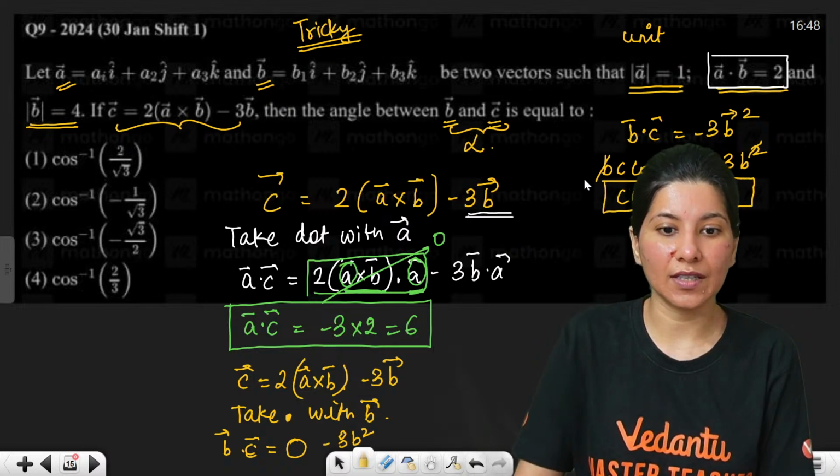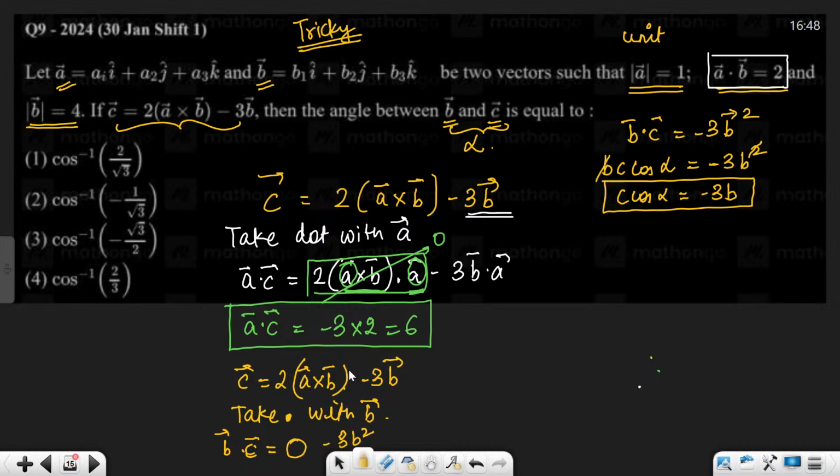This is one thing. Ma'am, we can neglect that A cross B dot A vector, how will it be? Yes, we can neglect. I'll tell you about this property. Okay, B dot B is 1. So C cos alpha is minus 3B. Can you see the magnitude of B is already given? So 3 into 4, this is going to become minus 12. C cos alpha is minus 12.